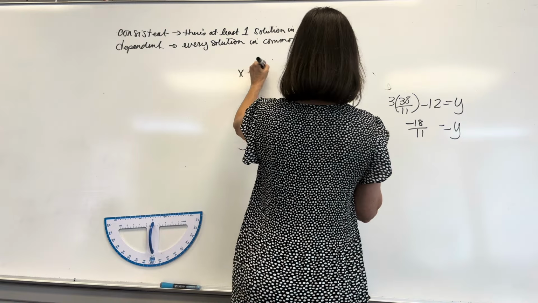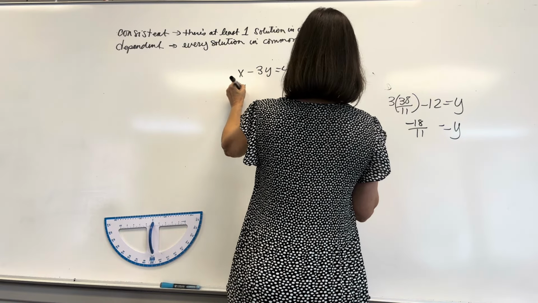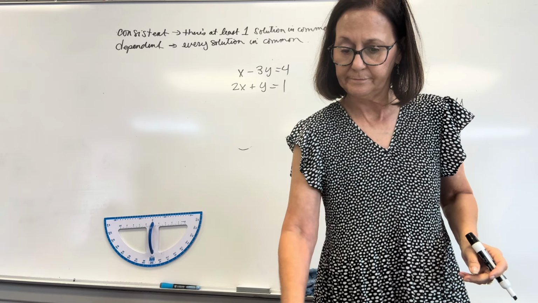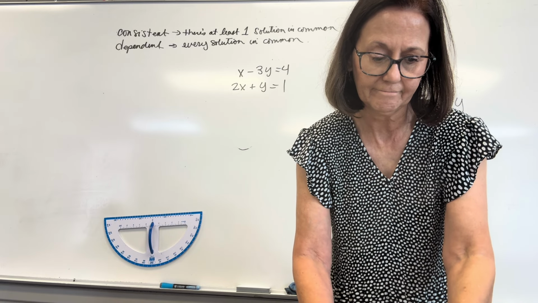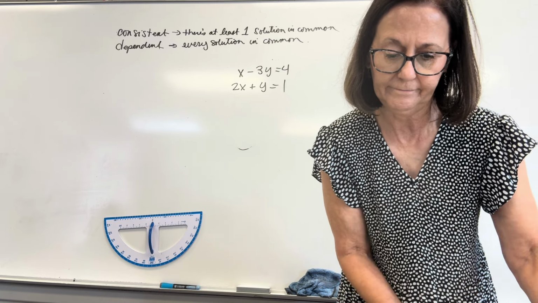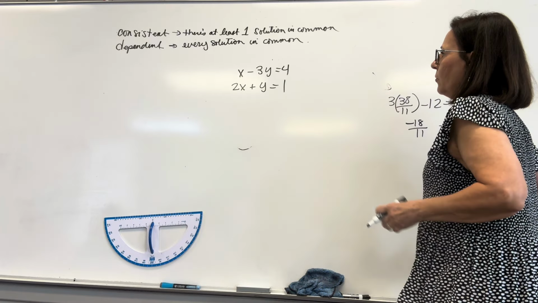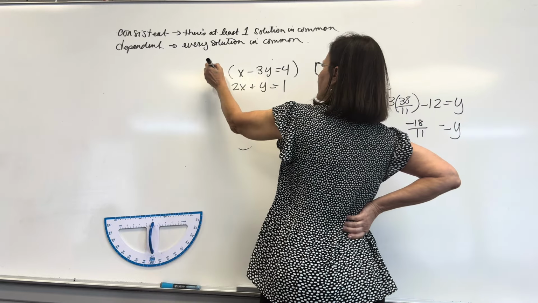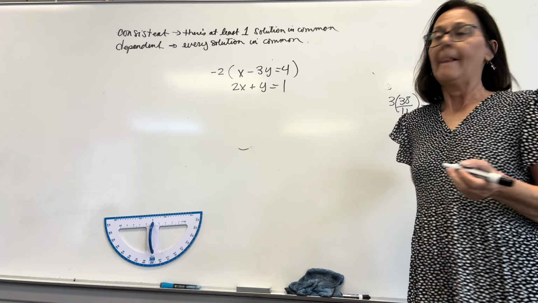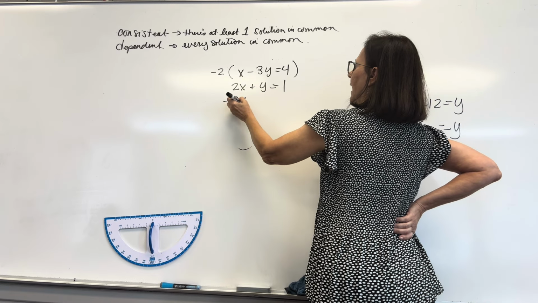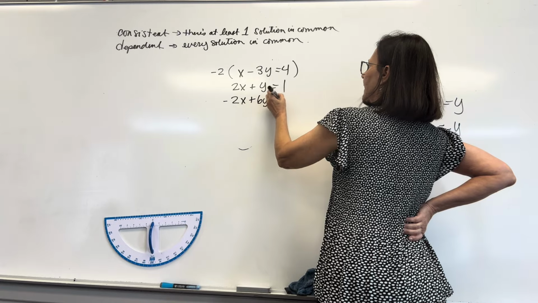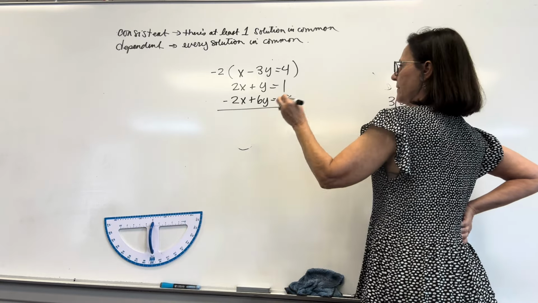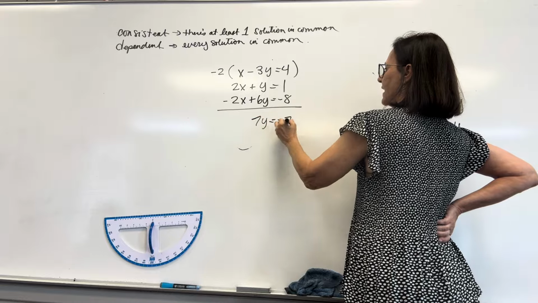X minus 3y equals 4. 2x plus y equals 1. Here they want us to use elimination. So what do y'all want to eliminate, x or y? X. Okay, so I'll multiply this first one by negative 2. So we have negative 2x plus 6y is negative 8. Our x's eliminate. We have 7y is negative 7.